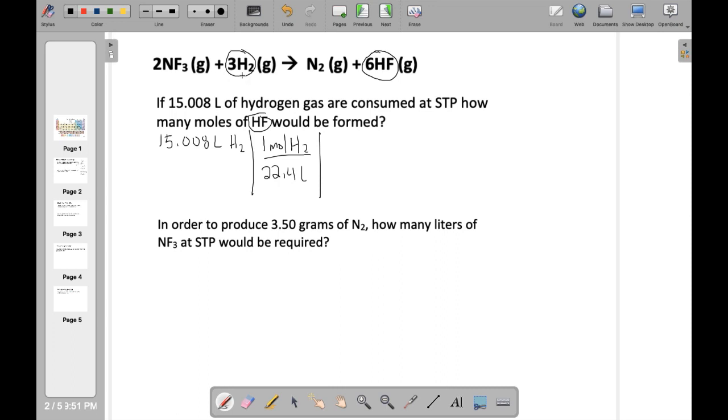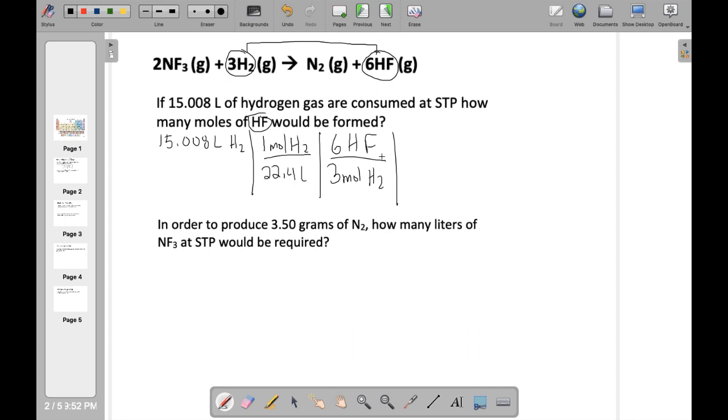So 3 moles of hydrogen gas, 3 moles of H2, will equal 6 moles of hydrogen fluoride. That's my ratio that I put in this column here. And look at this, the units cancel. That's what I'm looking for. The moles of hydrogen will cancel. That's why I put moles of hydrogen on the bottom.